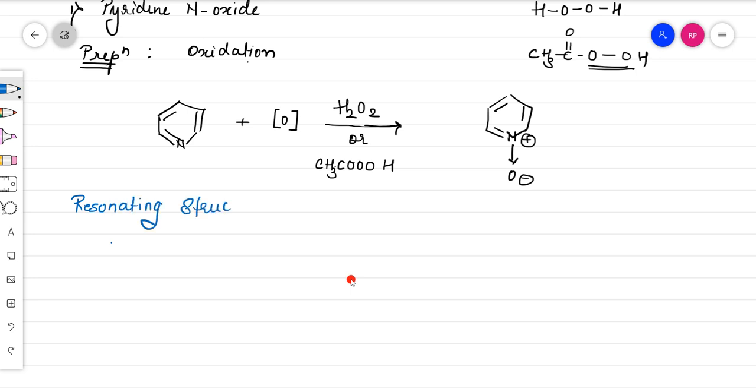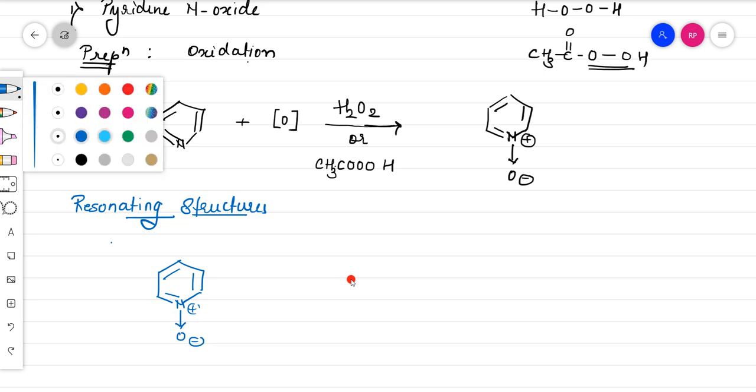Resonating structures. Okay, now you people have studied resonating structures, right? So in your lower standard. So you will help me now for writing the resonating structures. Fine. So let's start with the simplest one. Okay. This is a coordinate bond. Oxygen negative, nitrogen positive. Draw the bonds the way you want. Okay. Now this is our first structure.